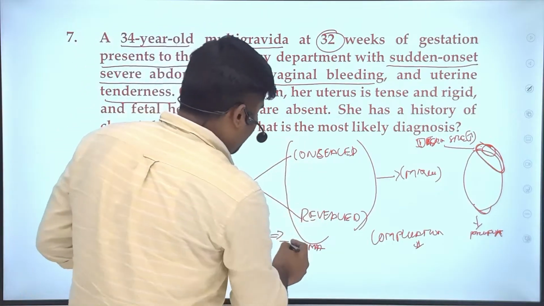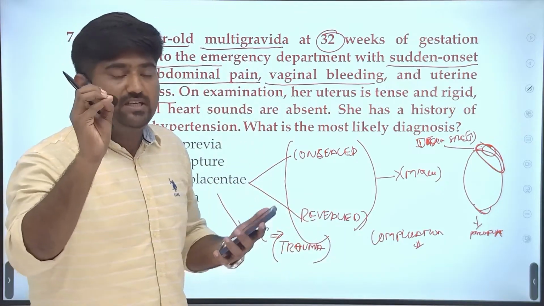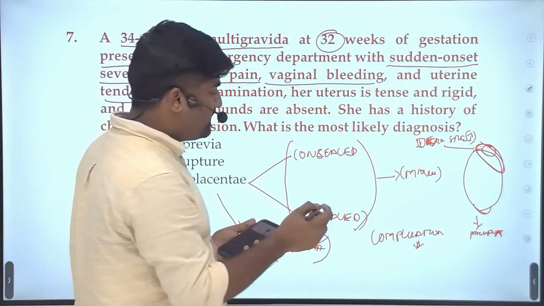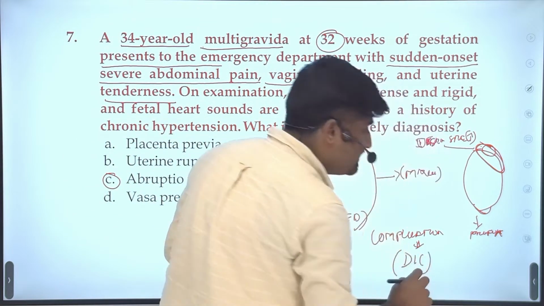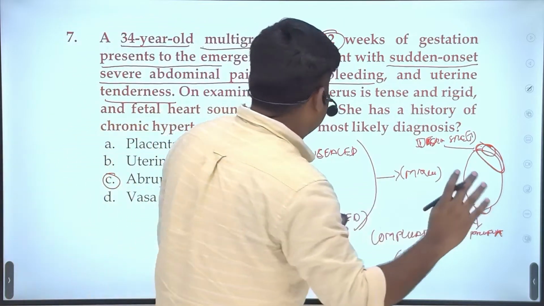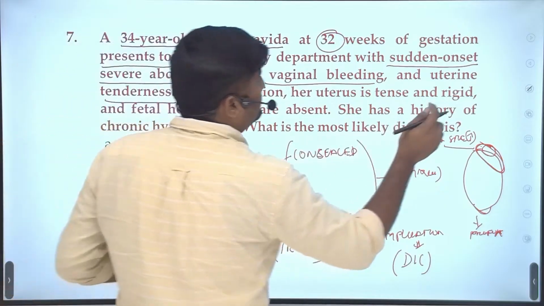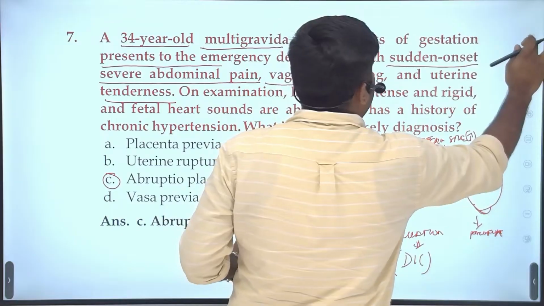Common cause, if you ask, that is trauma. Always trauma. If you see the word trauma, that is the answer. Complication, if you ask, that is DIC, disseminated intravascular coagulation. Hopefully these are some important points you should remember in this section.